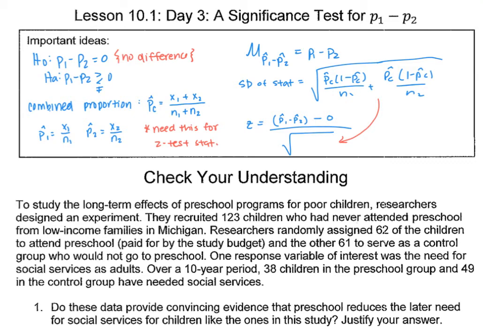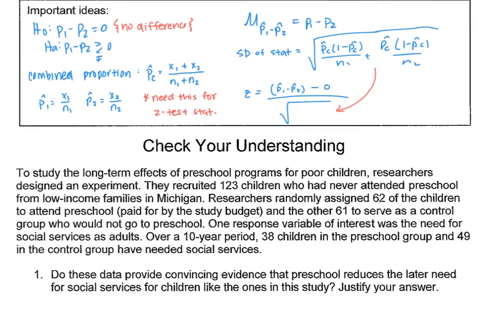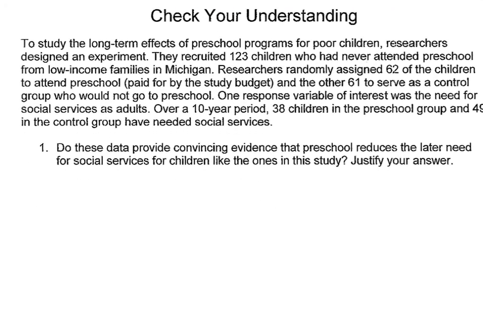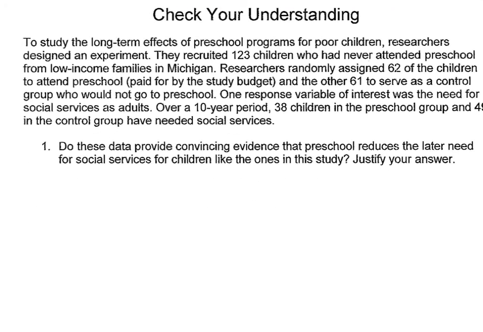So let's do one more example using this information. We're going to study the long-term effects of a preschool program for poor children. So they designed an experiment. They recruited 123 children who had never attended preschool. So this isn't a random sample of participants, but they did randomly assign them to two groups. So that would include the randomness.